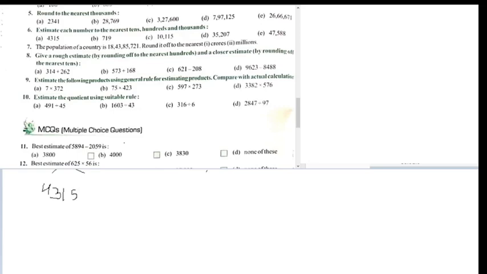Question number 6. Estimate each number to the nearest tens, hundreds and thousands. It means first we round to the nearest 10, then to the nearest 100, then to the nearest 1000. See 4315. On the nearest 10 place, what digit is written there? 1. Ones place has 5, and tens place has 1. Up to the 10 place there is 15. 15 is nearest to, let's say, 20, because it is exactly the mid value. For exactly the mid value you write the greater value, so you write 20. So 15 rounded is 20. It means if you round this number to the 10's place, its rounded value is 4320.